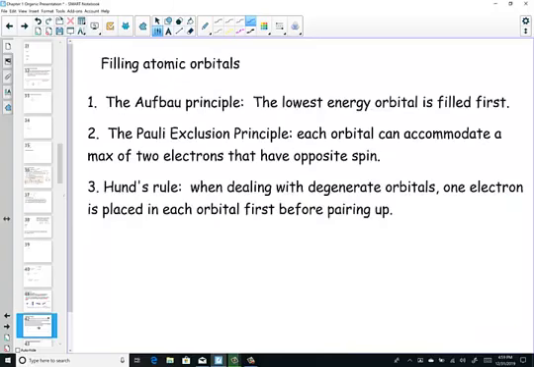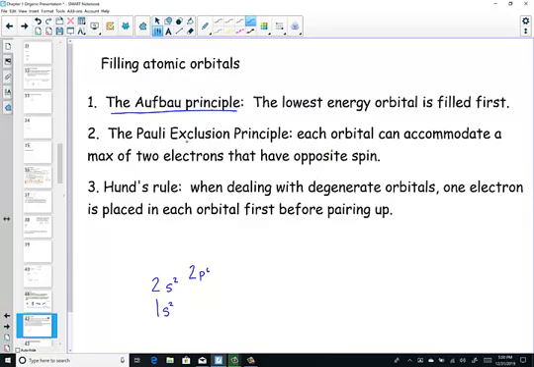When we're filling atomic orbitals with their electrons, there were 3 rules or 3 guiding principles that allowed us to place electrons. The first of those 3 is called the Aufbau Principle. Simply stated, the Aufbau Principle says the lowest energy orbital is always filled first. Keeping in mind that means that the 1s orbital is always filled with at most 2 electrons. The 2s orbital fills next with at most 2 electrons. The 2p orbital fills px, py, pz for a total of 6 electrons, and so forth.